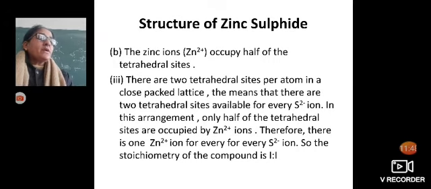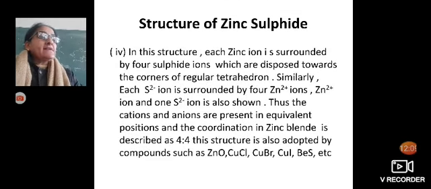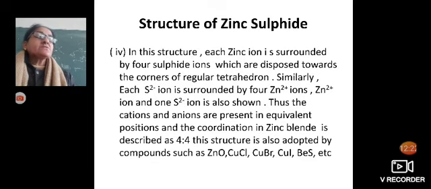In this arrangement, only half of the tetrahedral sites are occupied by Zn2+ ions. Therefore, there is one Zn2+ ion for every sulfide ion. So, the stoichiometry of the compound is 1:1. Fourth point, in this structure, each zinc ion is surrounded by 4 sulfide ions which are disposed towards the corners of a regular tetrahedron. Similarly, each sulfide ion is surrounded by 4 Zn2+ ions.